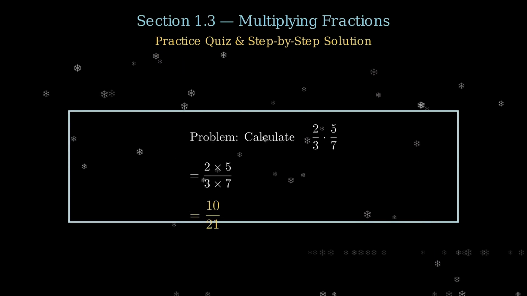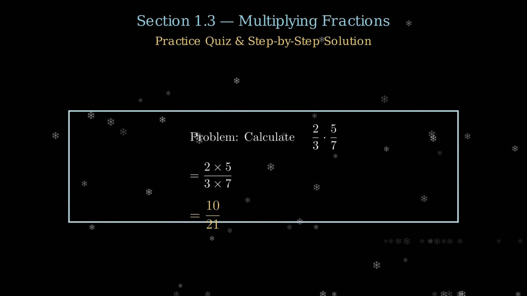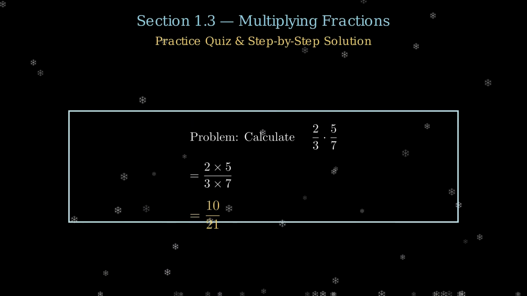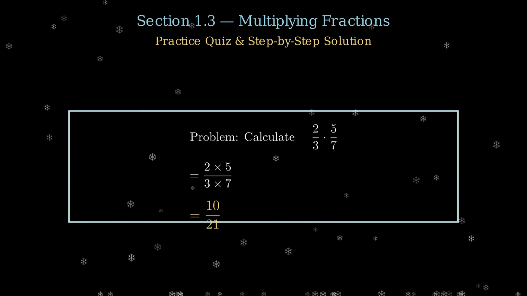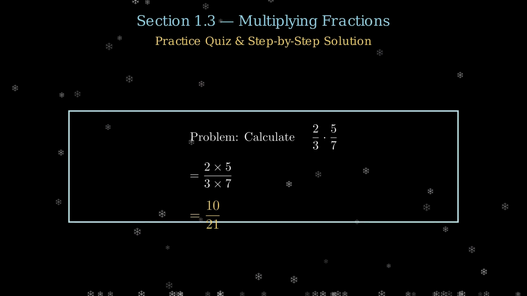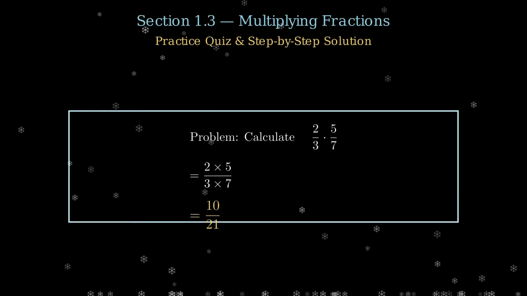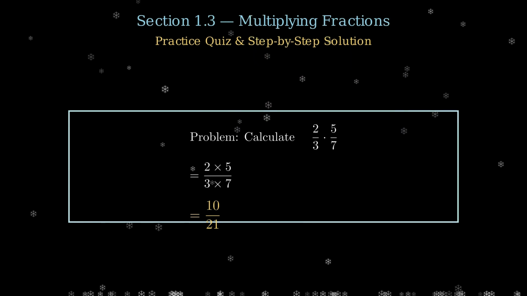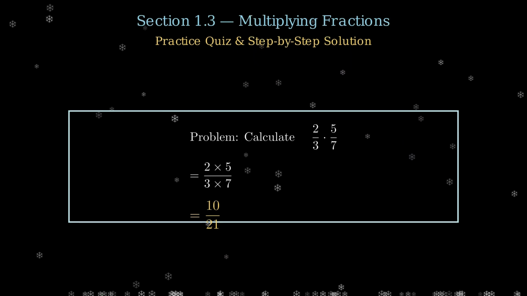First, we find the product of the numerators by multiplying 2 and 5, which gives us 10. Next, we find the product of the denominators by multiplying 3 and 7, which equals 21. Combining these two parts together, our final simplified answer is 10 over 21.